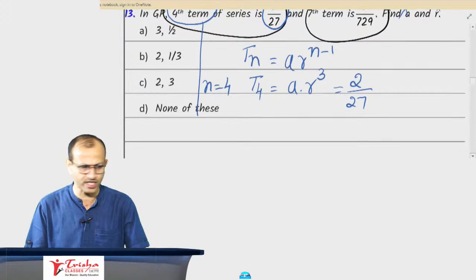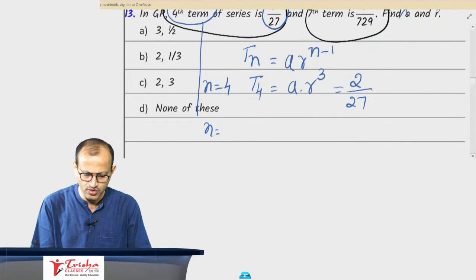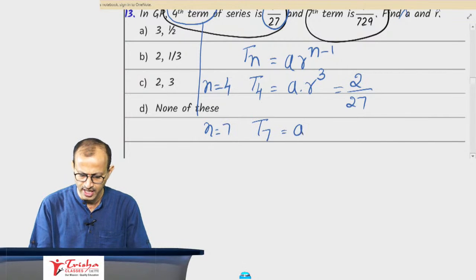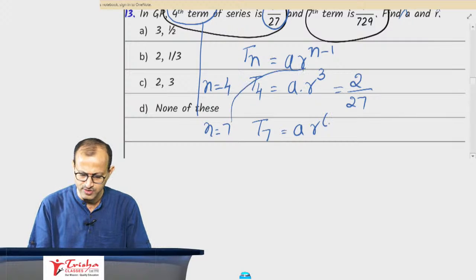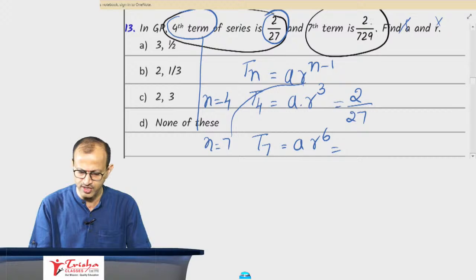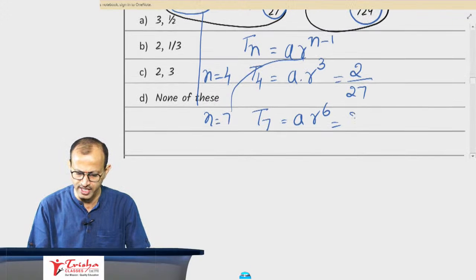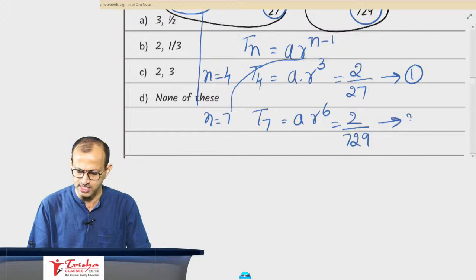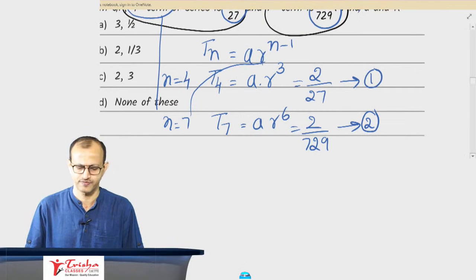Shall I take it a little further? Okay. When n is equal to 7, T7 is A r to the power 7 minus 1, 6. It is given in the question, 2 by 729. I will call this 1, I will call this 2. Any confusions, please let me know.